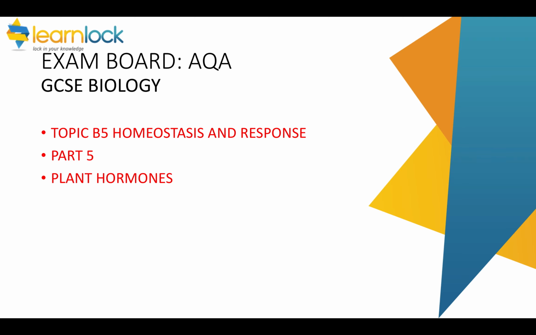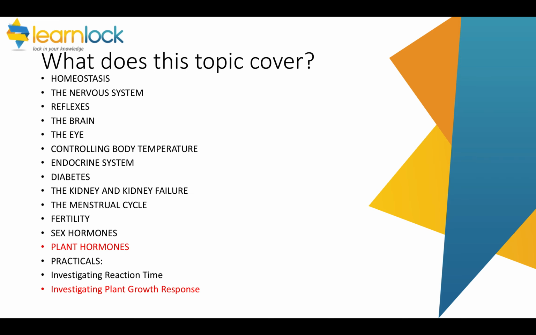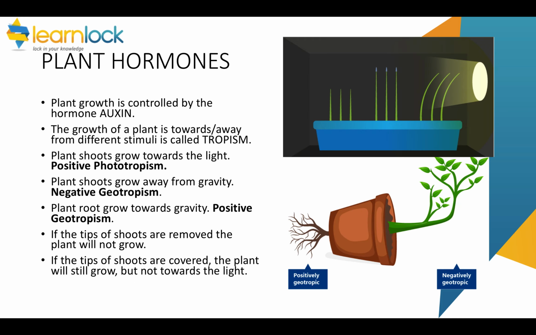Hello and welcome to the GCSE Biology tutorial for topic B5 Homeostasis and Response. This tutorial covers part 5 of this topic and looks at plant hormones. We'll also be looking at a practical called Investigating Plant Growth Response. So starting off, the main plant hormone you need to know about is called auxin.